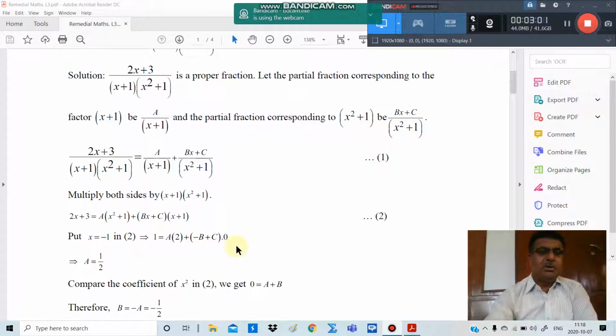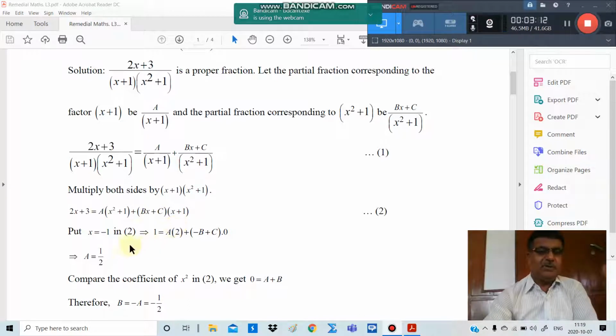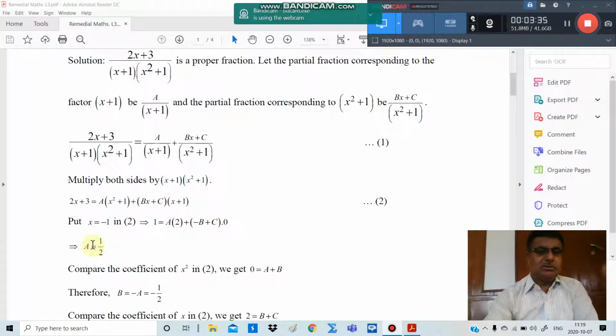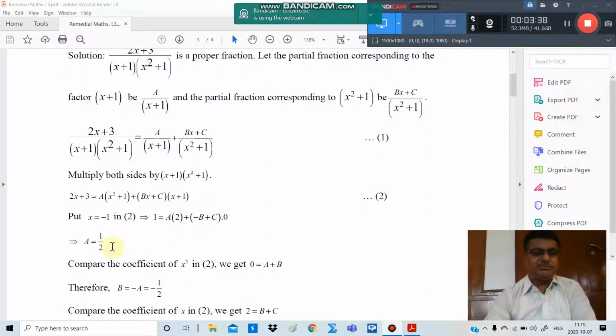2. Now we have to find the terms a, b and c. For this, if we put x equal to minus 1 in equation 2, we get 1 equal to a into 2, plus (minus b plus c) into 0. This x plus 1 will be 0 when we put x equal to minus 1. This implies a equal to 1 by 2.